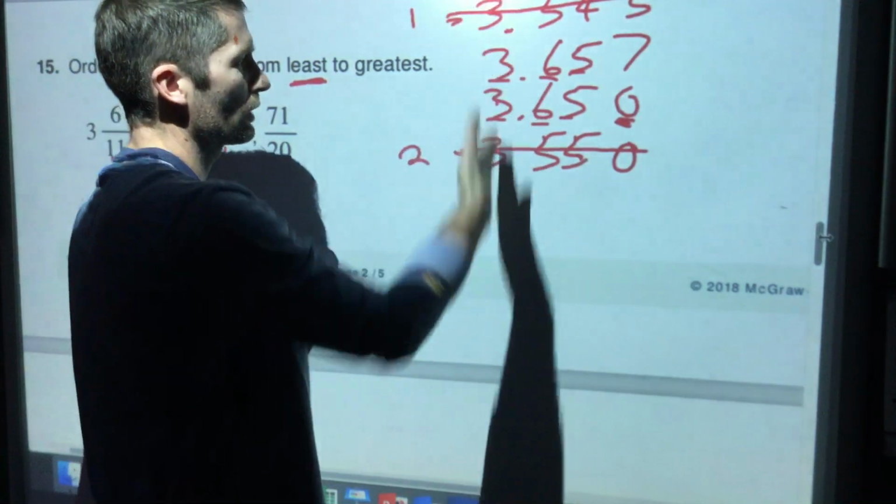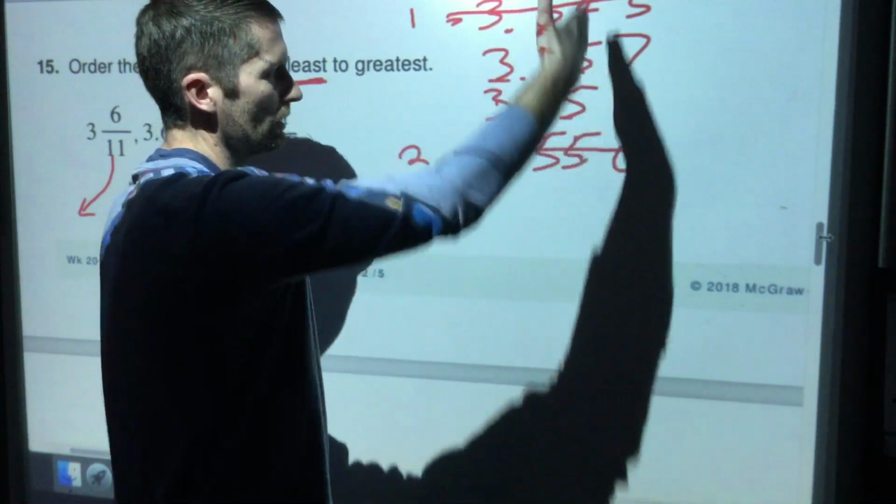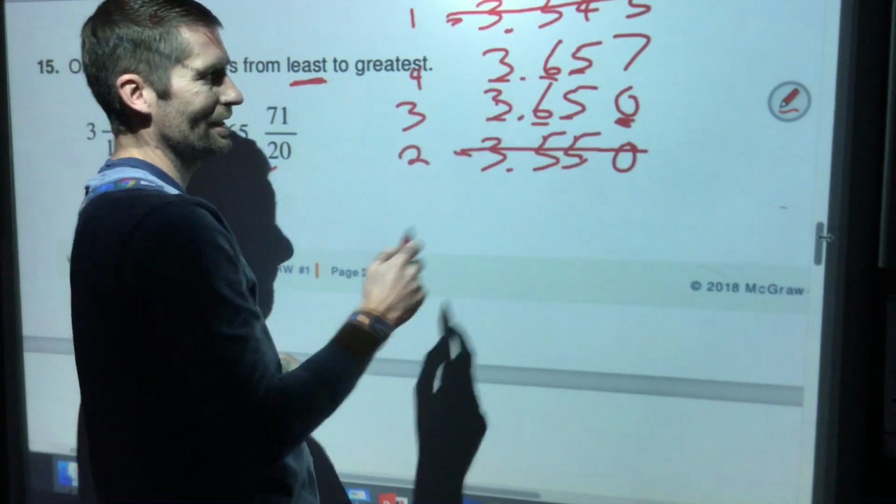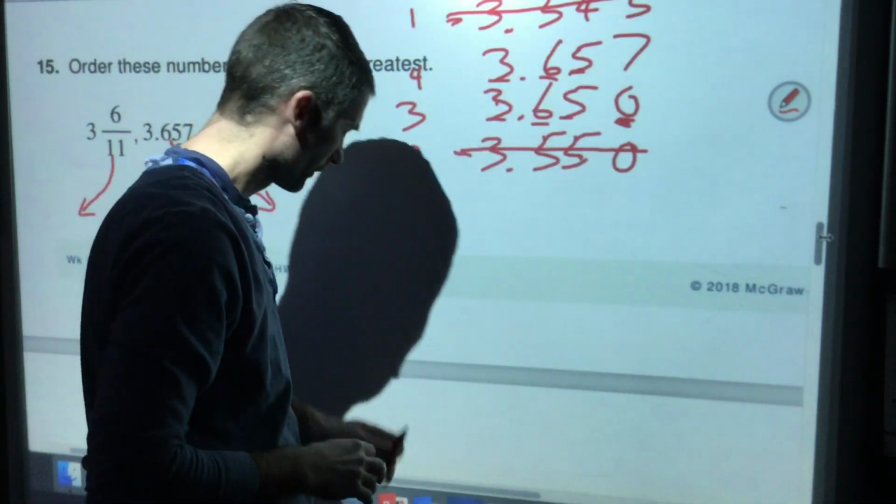So I'm going to line them up vertically, and I'm going to compare decimal place values as we go. You may want to write the numbers out in front, smallest to largest, and then drag. Use what works for you.